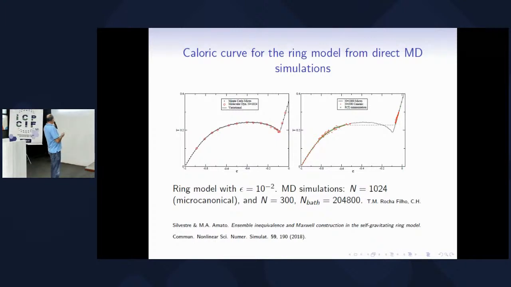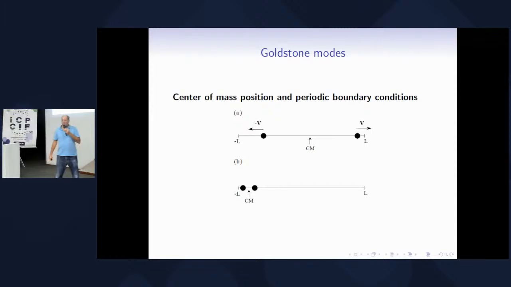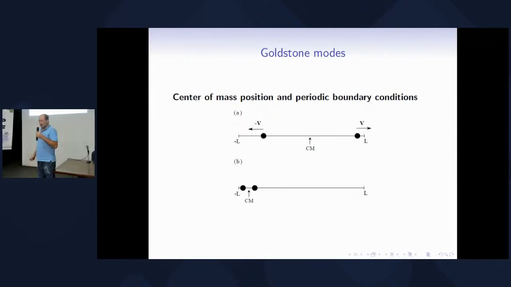I will skip this part about the caloric curve, and we'll discuss now what happens, where is the Goldstone mode in this model and other models, and what happens if the interaction is long range.